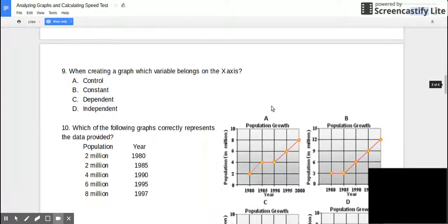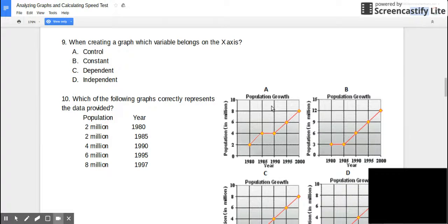Now number 9. When creating a graph, which variable belongs on the x-axis? Is it A, the control, B, the constant, C, the dependent, or D, the independent?